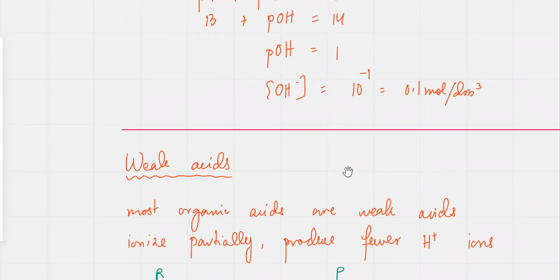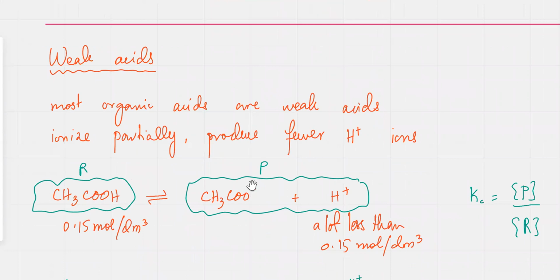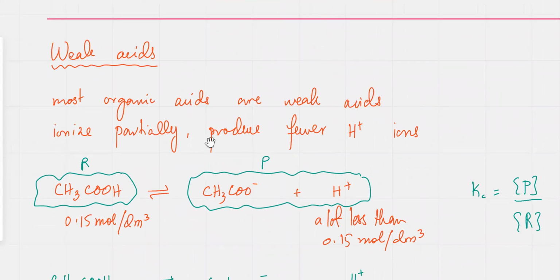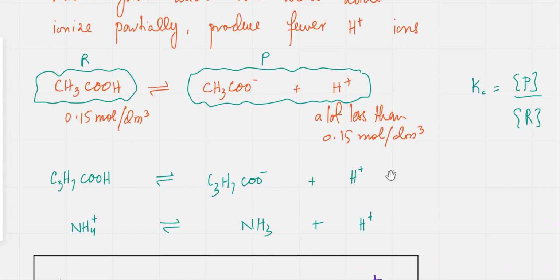The problem with weak acids is that most organic acids are weak acids. They only ionize partially and they produce fewer H plus 1 ions. For example, ethanoic acid is not going to ionize fully. If you have 1000 molecules, only a few of them are going to ionize. So the concentration of H plus 1 is not going to be equal to the concentration of the acid. And which is why we're going to take the help of the equilibrium constant Kc, because that would help us in figuring out how much of the acid would actually ionize.